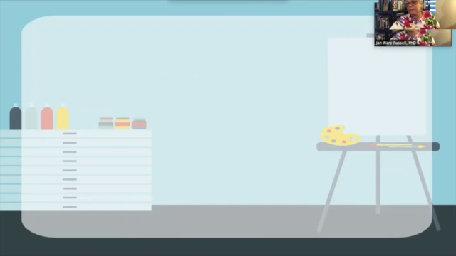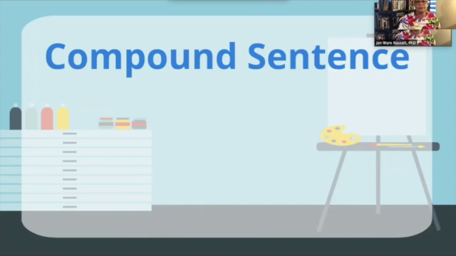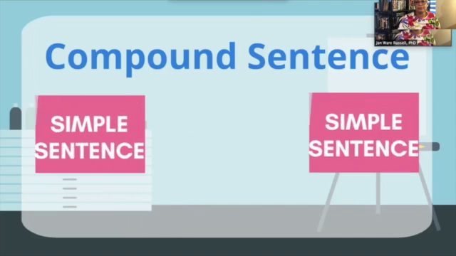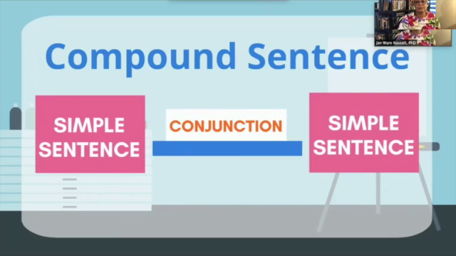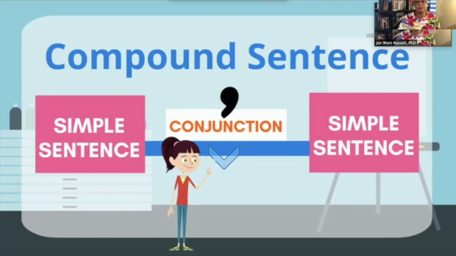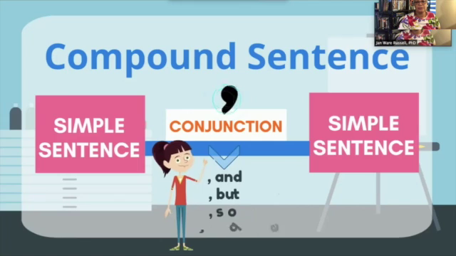A compound sentence is a little different. Let's learn more about it. A compound sentence is made when two or more simple sentences are joined together with a conjunction. A conjunction is like a bridge that connects two sentences, like and, but, so, and because. One thing you need to remember is to put a comma before the conjunction when joining two full sentences.